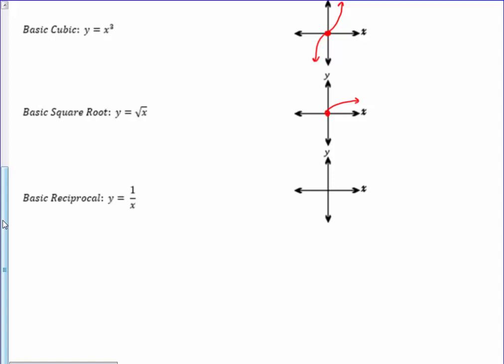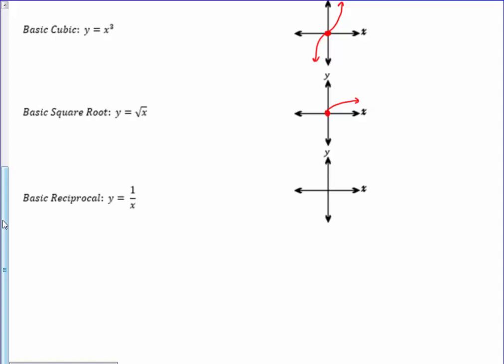And then the basic reciprocal function, 1 over x, there are a couple of things we need to talk about with it that we will study in more depth later in the semester. But this particular function has something that's called asymptotes. And asymptotes are imaginary lines that your function, it kind of acts like a magnet. In other words, your function gets drawn towards those lines.